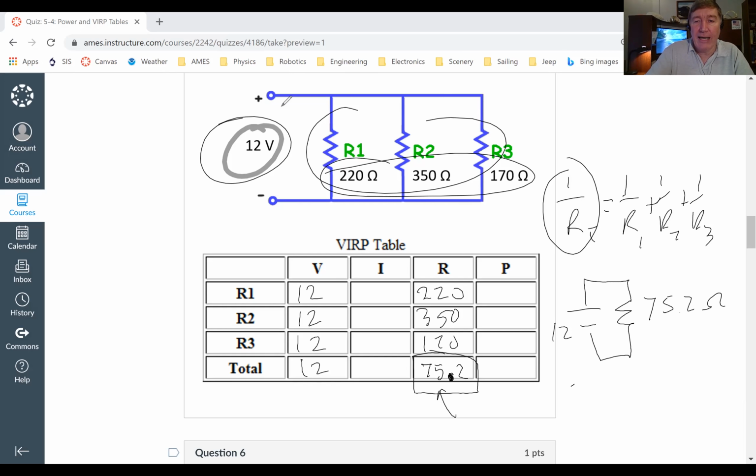So I know that I equals V over R. So the total current is going to be the total voltage divided by the total resistance. So 12 divided by my last answer there is 0.159.